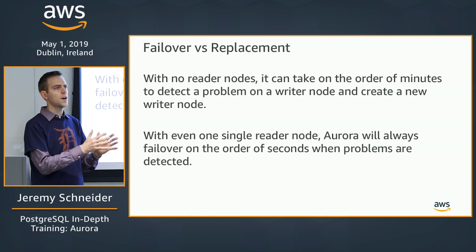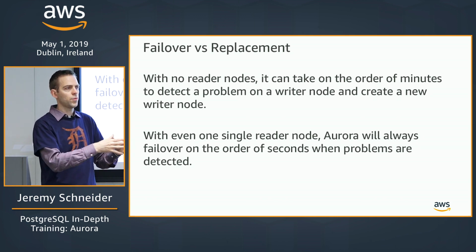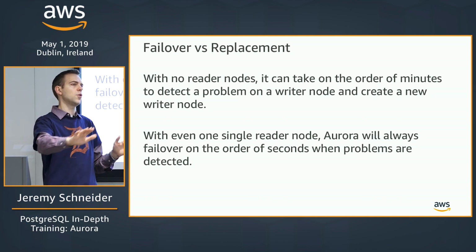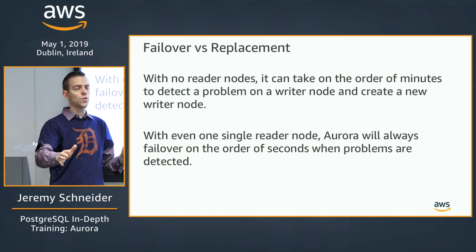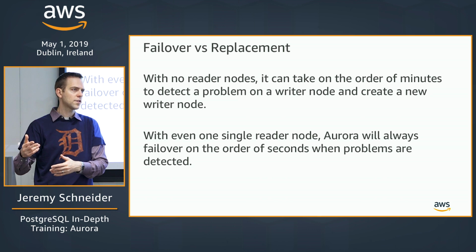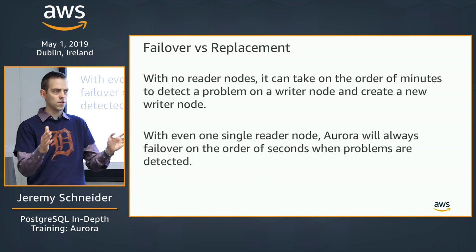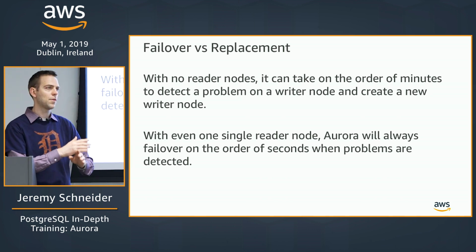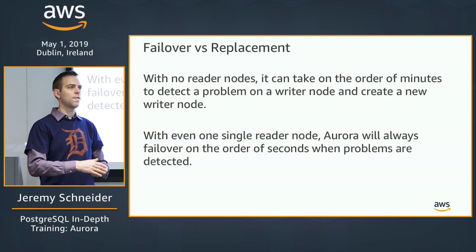So if you only have a read-write node, if there's some sort of a problem, that whole read-write node has to be replaced. There's nowhere to fail over to. It can take on the order of a couple of minutes for that whole process. If I have to spin up a whole new EC2 box, and I have to spin this one down, and then I have to do all of the things that need to happen there, that can be very long.